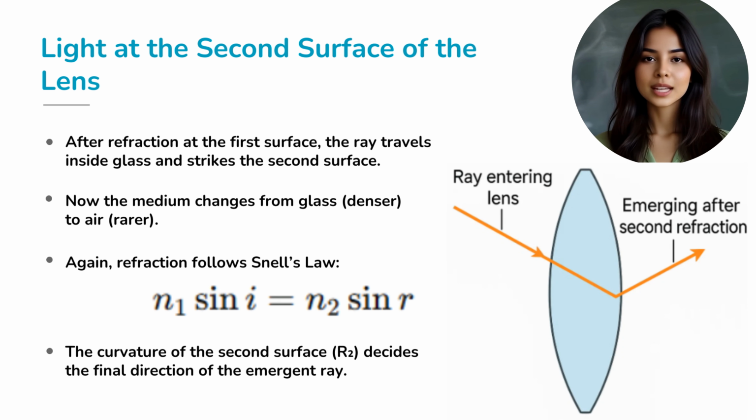That's why lens makers are so precise. Even a tiny change in the second surface is like wearing glasses with the wrong prescription. Suddenly, the world looks wobbly, like a carnival mirror. So, the summary is, at the second surface, the ray bends again following Snell's law, and the curvature R2 decides the grand final of the emergent ray's path.